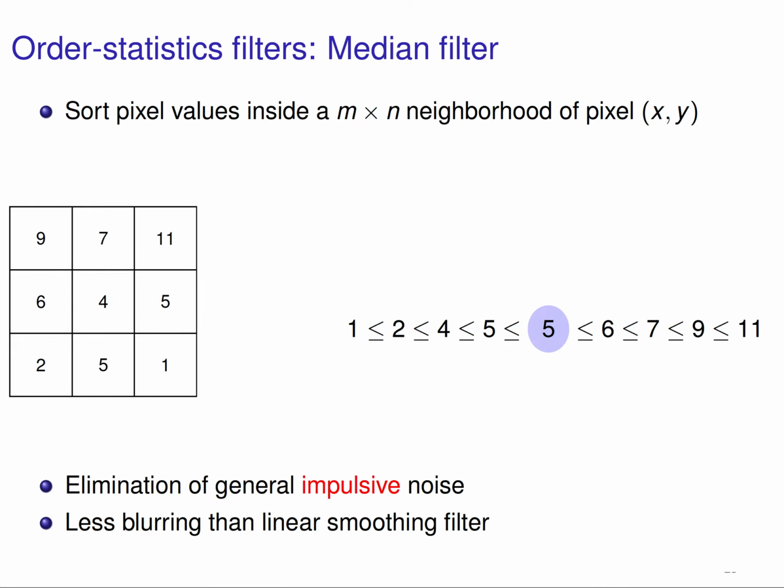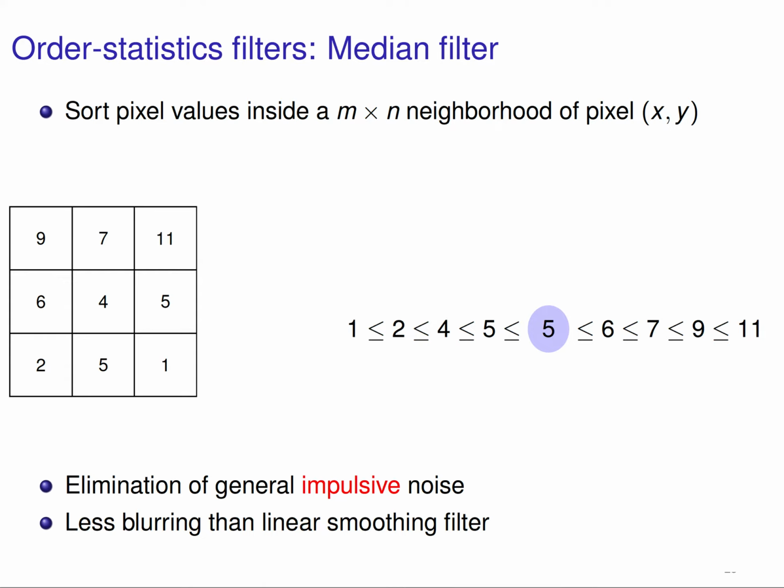Also, we can use the median filter instead of the min and max. The median filter eliminates general impulsive noise in an image, and it is a really good filter that produces an image with less blurring than the linear smoothing filters that we learned about in the previous videos.